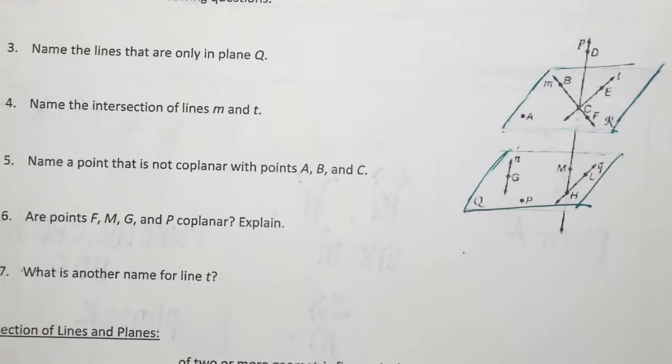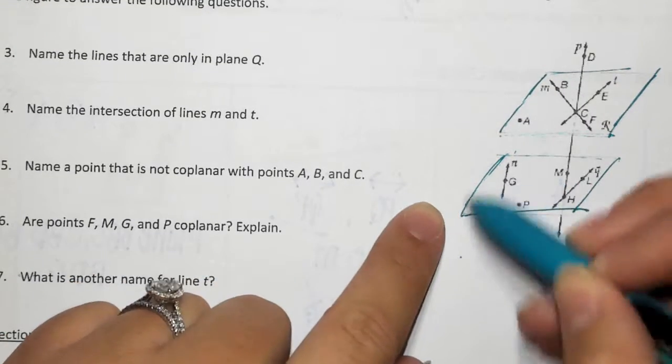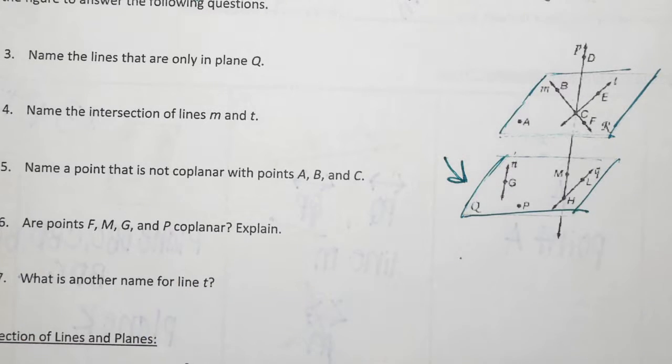Number 3, name the lines that are only in plane Q. Here's plane Q. You see the Q in this bottom corner right here? So this is plane Q. Name the lines that are only in plane Q.